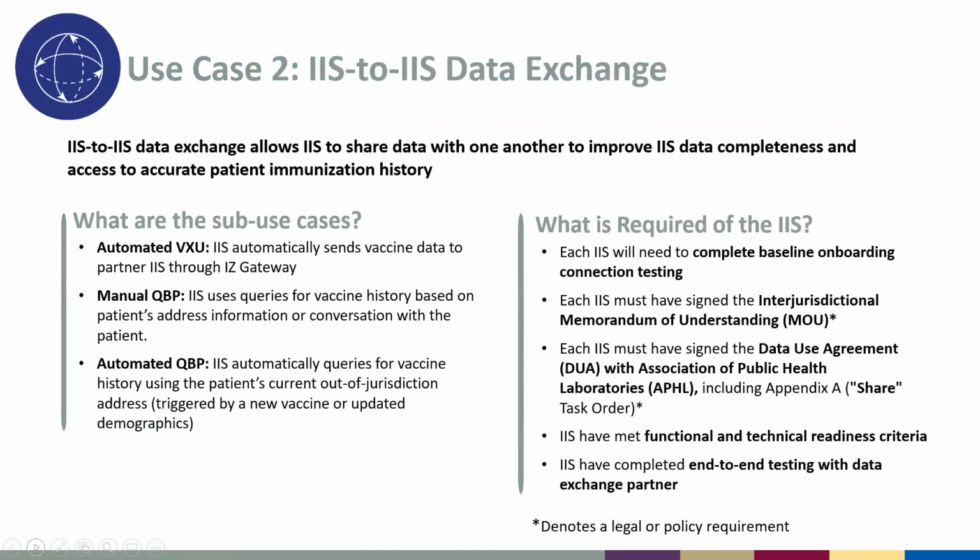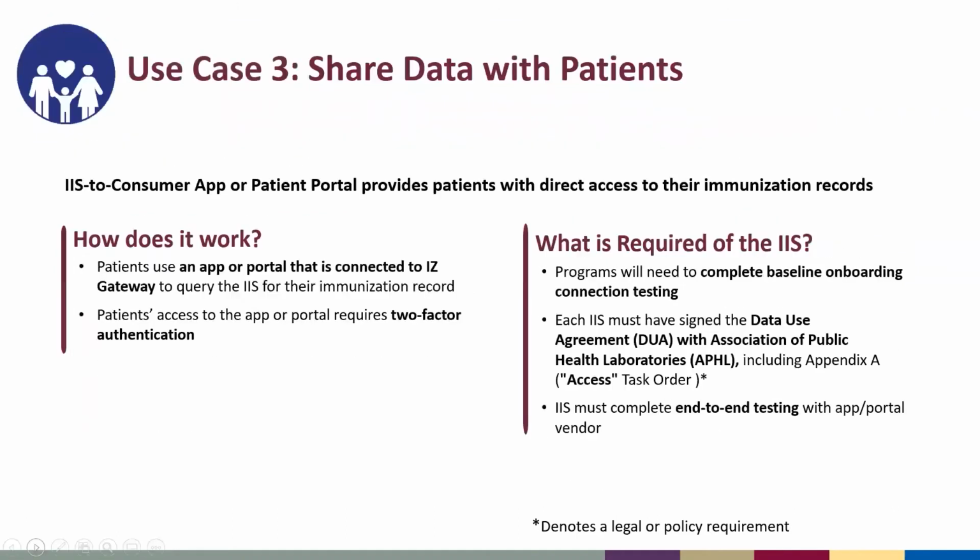So this slide and the next one, I'm just going to briefly highlight the policy requirements for the other 2 use cases. For data exchange with IIS, or among and between IIS, there is the interjurisdictional MOU that must be signed along with the share task order in the data use agreement already mentioned. Next slide. And then for the third use case, exchange with consumers, or data to consumers, I should say, is the consumer access task order in that APHL DUA.